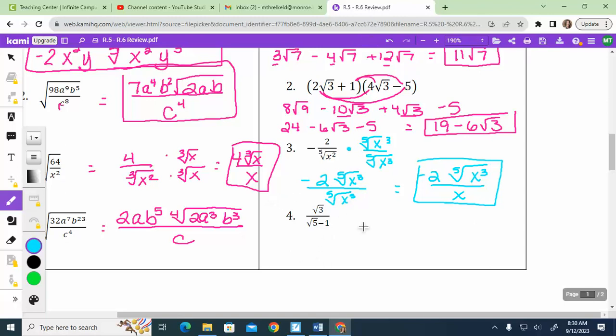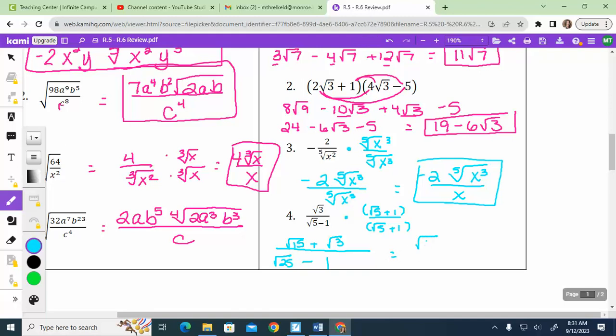And last one, what if the denominator is more than one term? What do we do? Multiply by the conjugate. So the conjugate would be the square root of 5 plus 1 on top and bottom. So if we distribute, radical 3 times radical 5 is radical 15, plus 1 times radical 3 is radical 3. On the bottom, if we FOIL, radical 5 times radical 5 is radical 25. Plus radical 5 and minus radical 5 would drop. Minus 1.